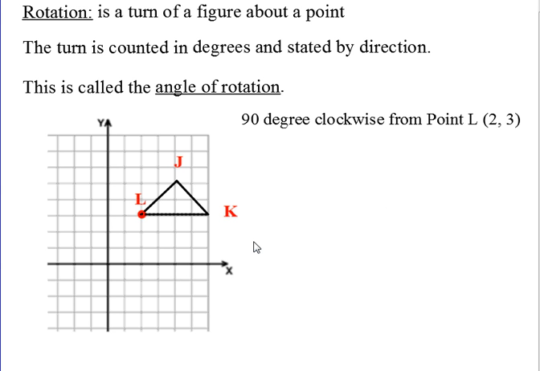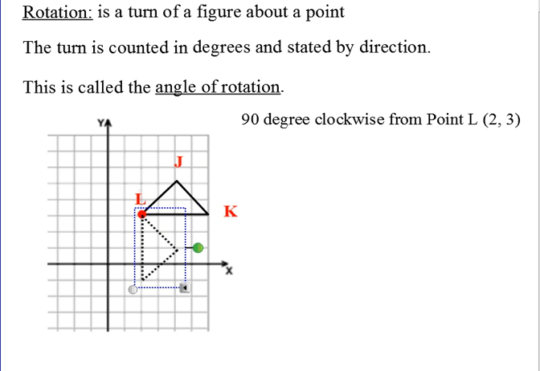So let's take a look at this figure here, which is JKL, and it's a triangle. What we want to do is rotate it around the point 2, 3. So you're going to take your patty paper and draw this triangle, and then put your pencil down and hold it where the L is, and then you're going to rotate the paper 90 degrees. So it's going to be one rotation.